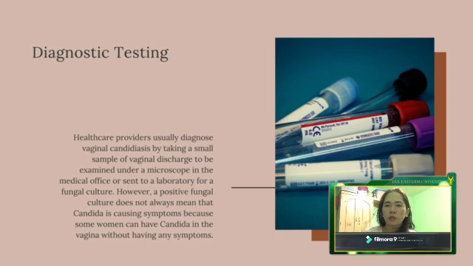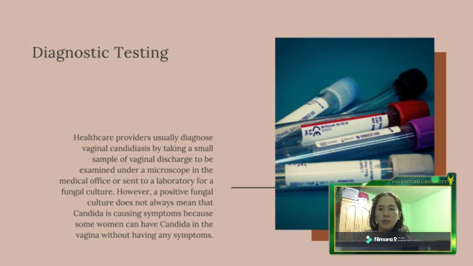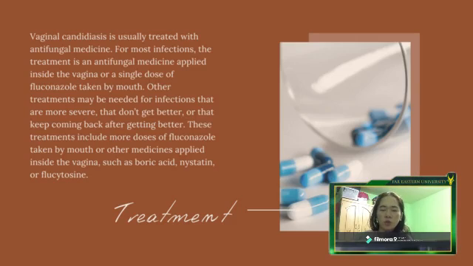Healthcare providers usually diagnose vaginal candidiasis by taking a small sample of vaginal discharge to be examined under a microscope. Vaginal candidiasis is usually treated with antifungal medicine. For most infections, the treatment is an antifungal medicine applied inside the vagina or a single dose of fluconazole taken by mouth.